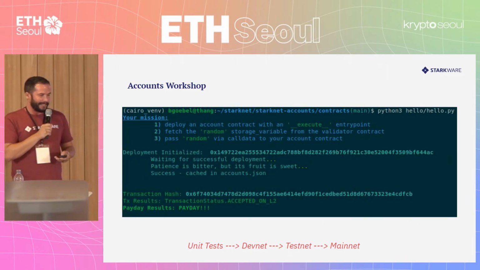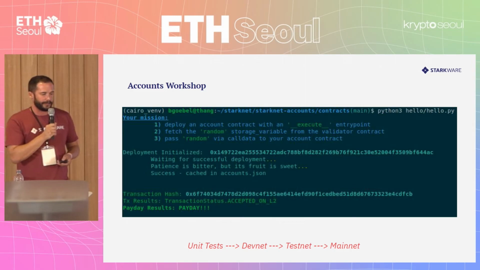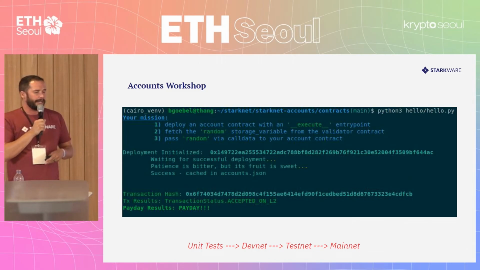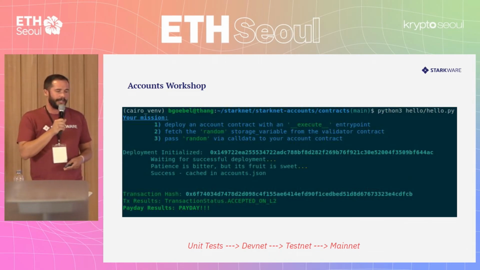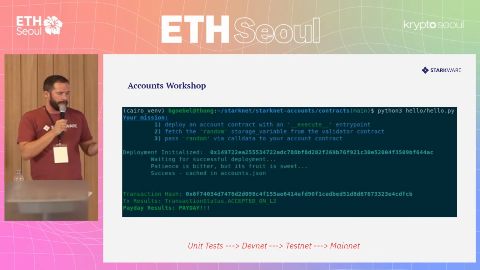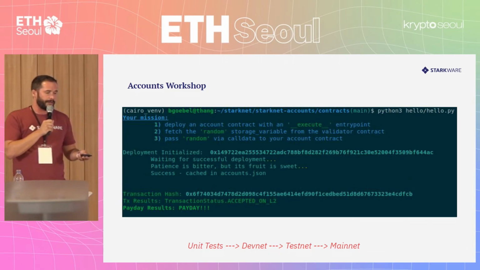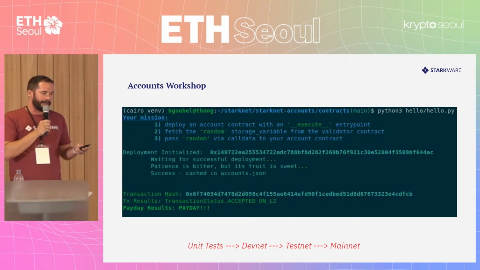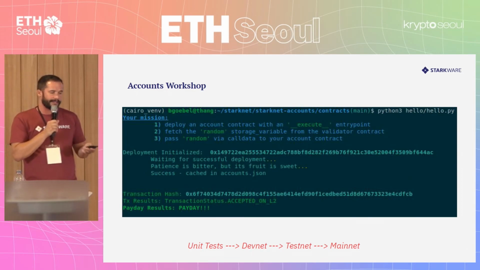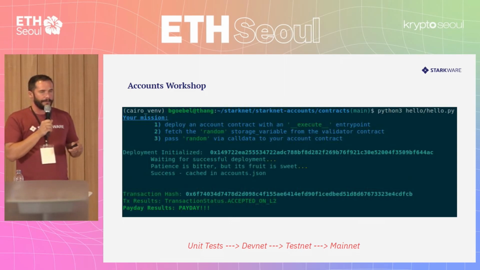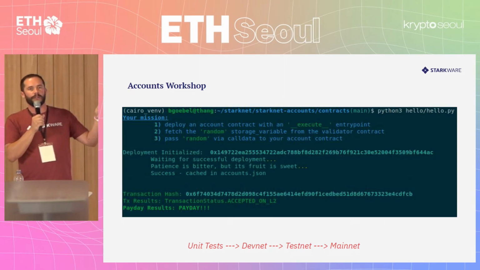Okay, so the next step is to deploy the contracts. We've deployed the evaluator, so we know if you've done the exercise correctly or incorrectly. Now we'll deploy the actual exercises. So python3 hello, hello.py. At the very top, you'll see the mission statement for what we're looking for you to do. We're looking for you to deploy an account contract with an execute entry point, like we've talked about, fetch a random storage variable from the validator contract, and then pass that random storage variable in calldata to your account contract. So now we start working through basically all the steps that we talked about.